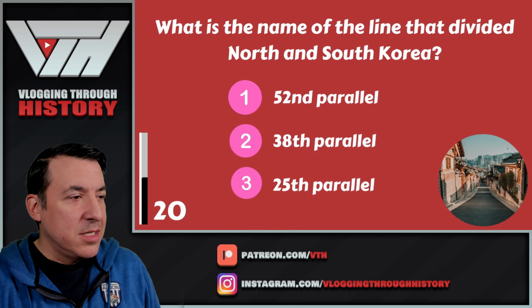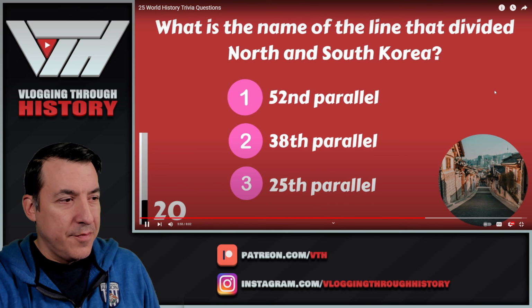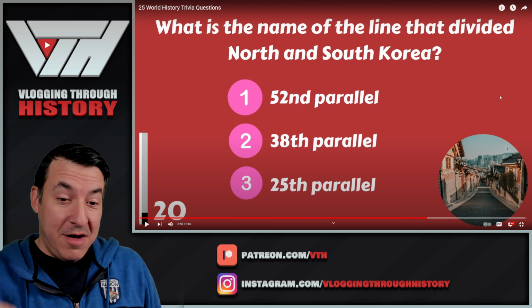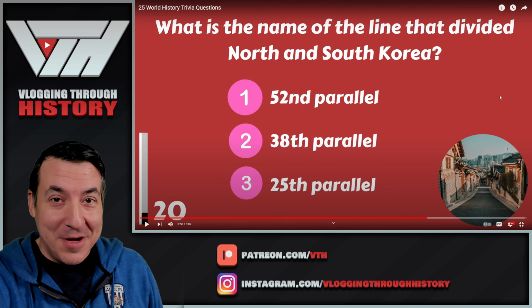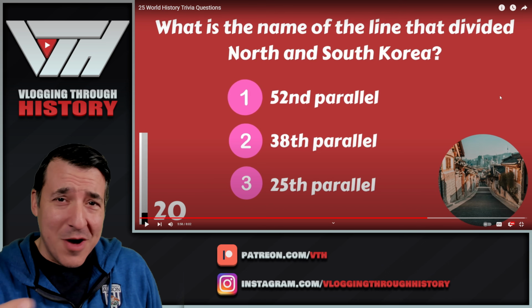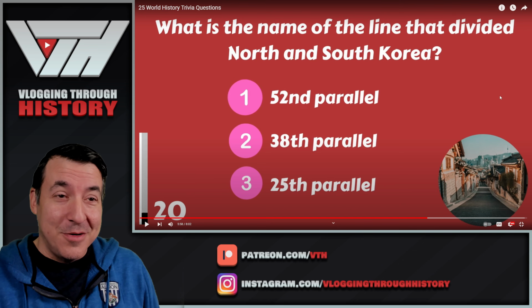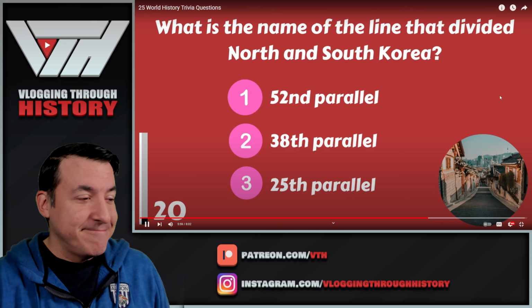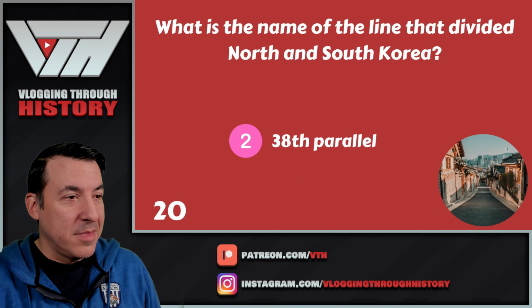What is the name of the line that divided North and South Korea? The 52nd parallel, the 38th parallel, or the 25th parallel? So the Korean War is kind of this war of extremes, right? Like, the front gets pushed all the way to one side, then it gets pushed all the way back to the other side, and then it kind of settles in somewhere in the middle. And when they sign the armistice, there's never been a peace treaty, so there's just an armistice in place. 38th parallel. That line is the 38th parallel.